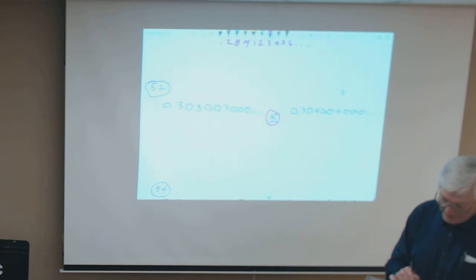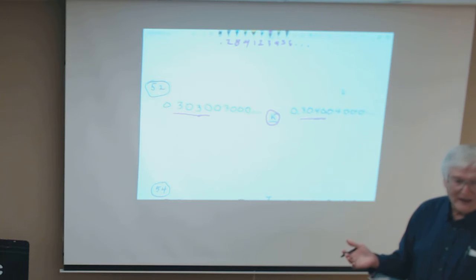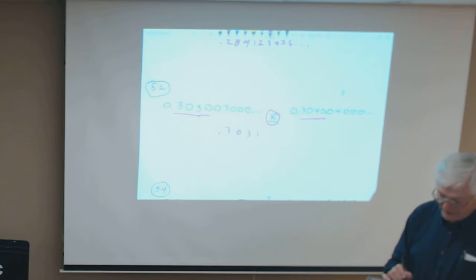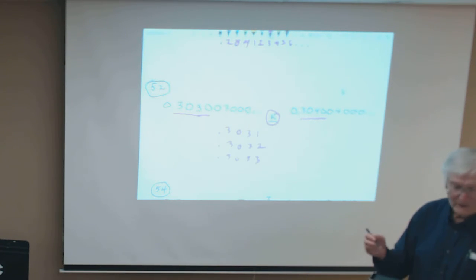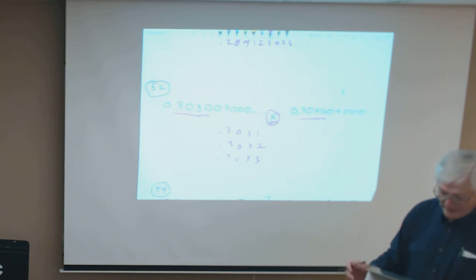Okay, watch. 0.303, 0.304. Well, that's not going to help me. Let's go to 0.3030 and 0.3040. Now I've got a lot of choices, don't I? I have 0.3031, 0.3032. You follow me? 0.3033. I could go clear up to 0.3039, couldn't I? But they want a rational number, so I just take one of these and let it terminate, and I just found a rational number.